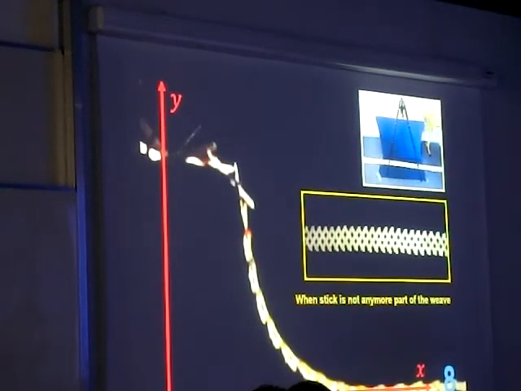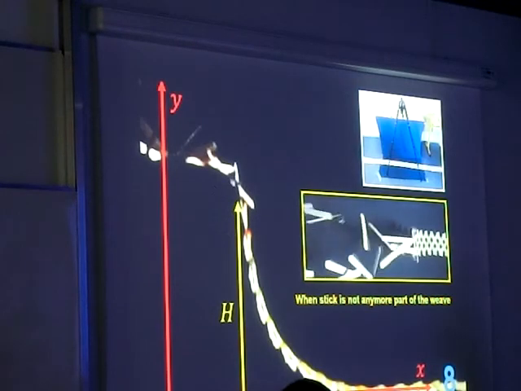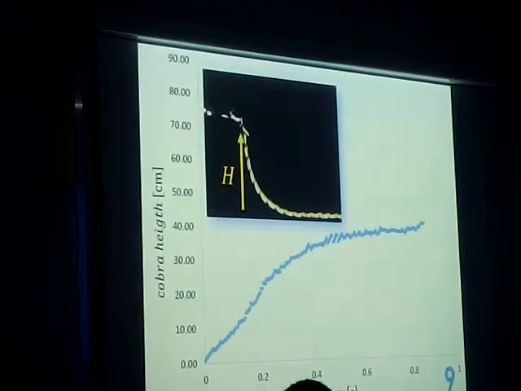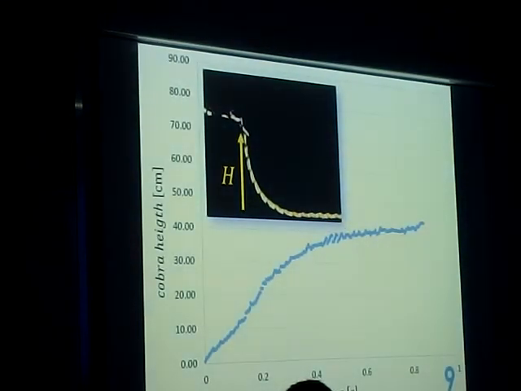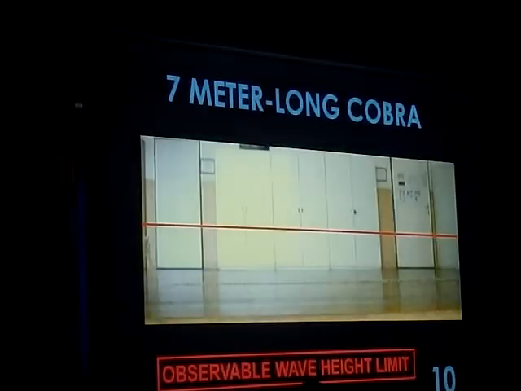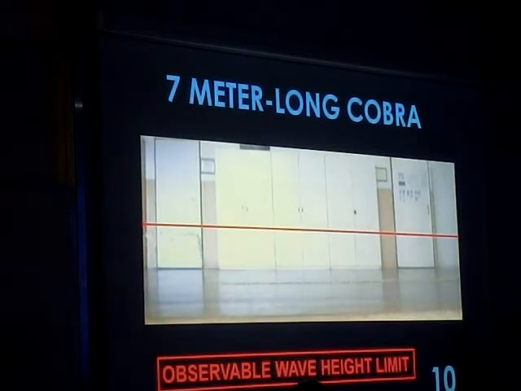In the first part of our presentation, we will be concentrating on the height of the cobra, which is defined at the place where the sticks are not part of the weave anymore. In the beginning of the phenomenon, as time increases, we see the cobra rising, and it gradually enters the steady state. We can see that this indeed happens, and nothing else.